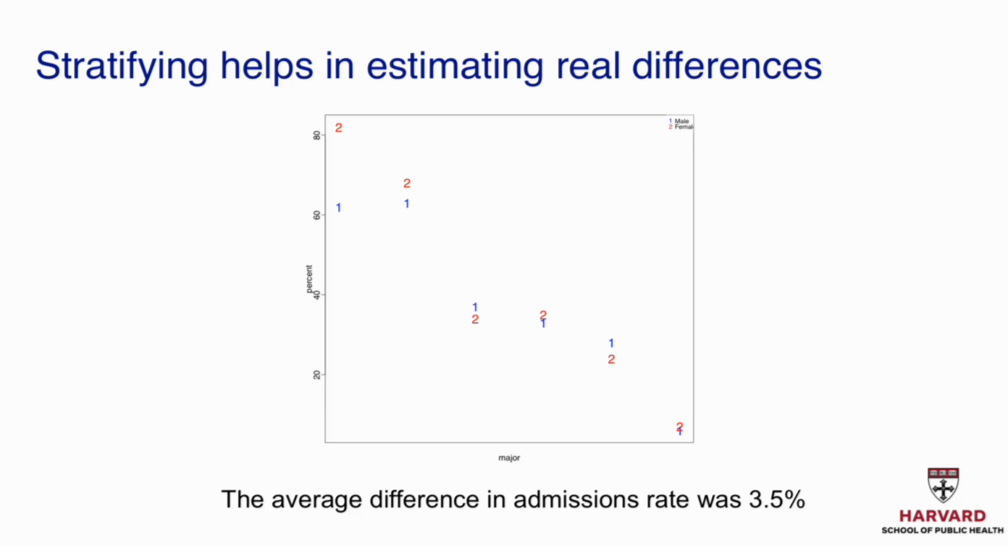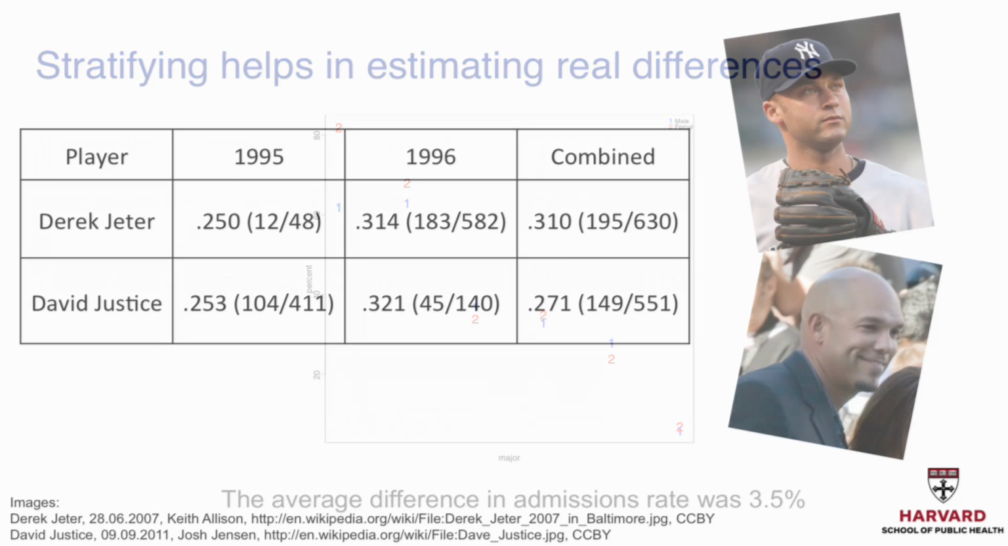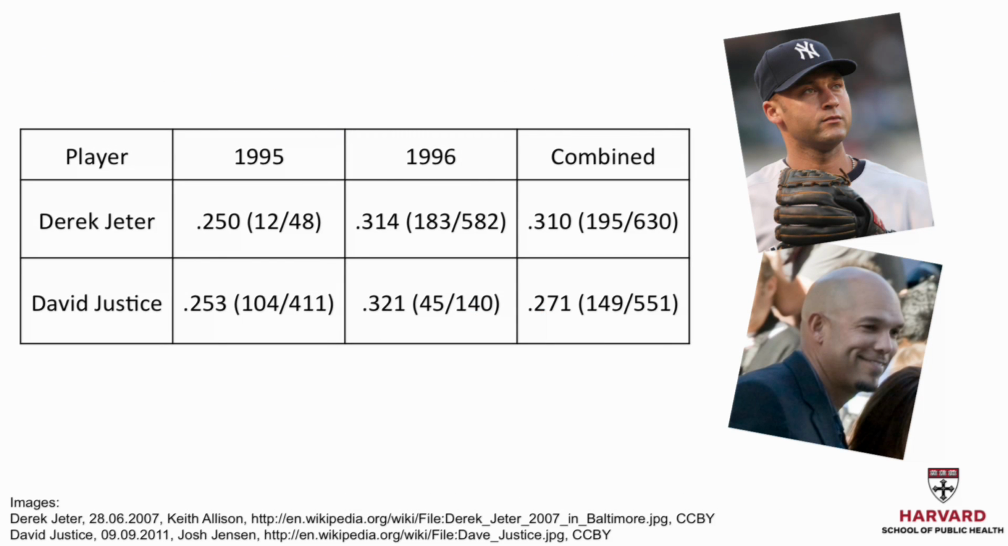It's very commonly used to explain it, but it shows up in other instances. Here's another case from baseball. What I'm showing you is data, batting averages for Derek Jeter and David Justice. In 1995, that was Jeter's first year. In 1996, if you look at their batting averages in these 2 years, both years, David Justice had a higher batting average than Jeter. Both years. But if you combine these 2 years, Jeter has a much higher batting average than David Justice.